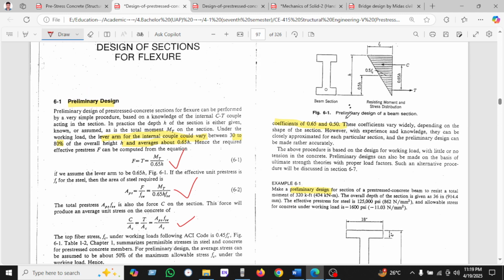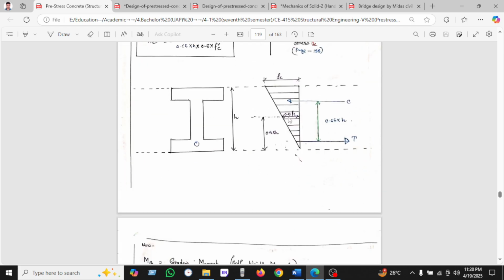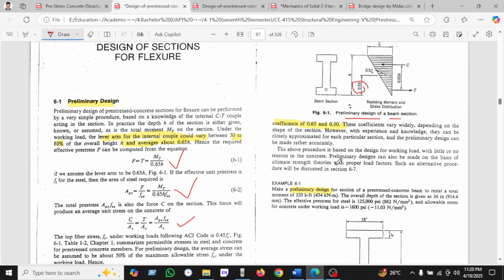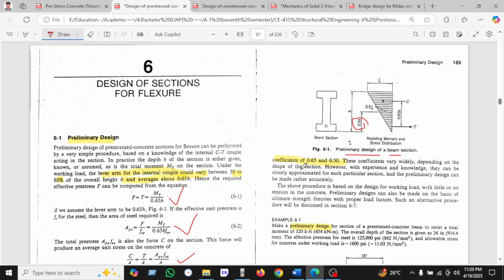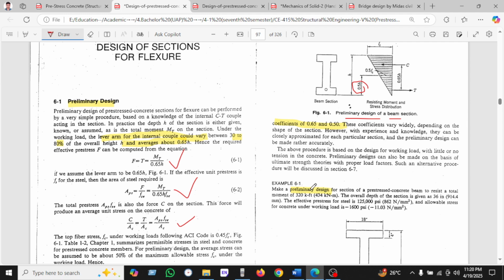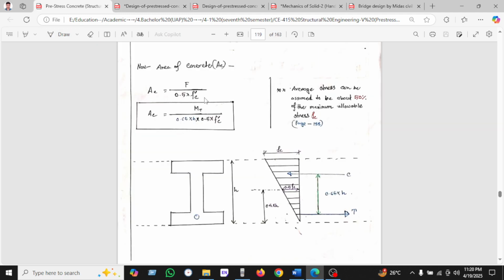Now we see here the preliminary design of the beam section. This is the 50% of H for concrete. I have shown this diagram here. The above procedure is only approximate, with the coefficient of 65% and 50%. Okay, so let's see an example of how we calculate.